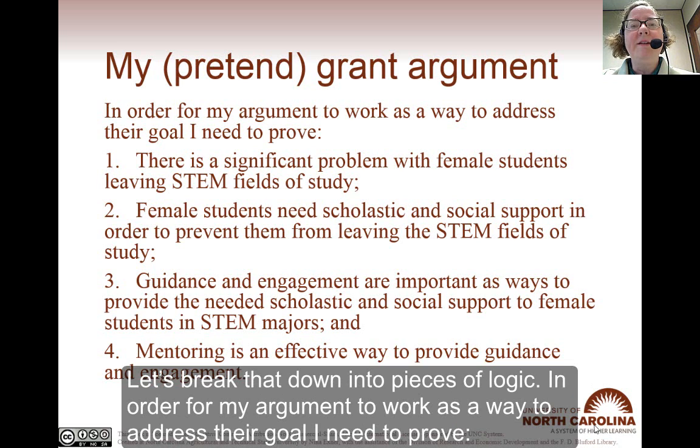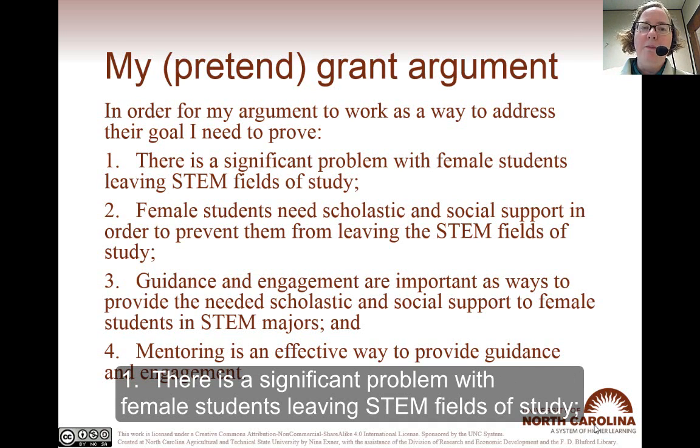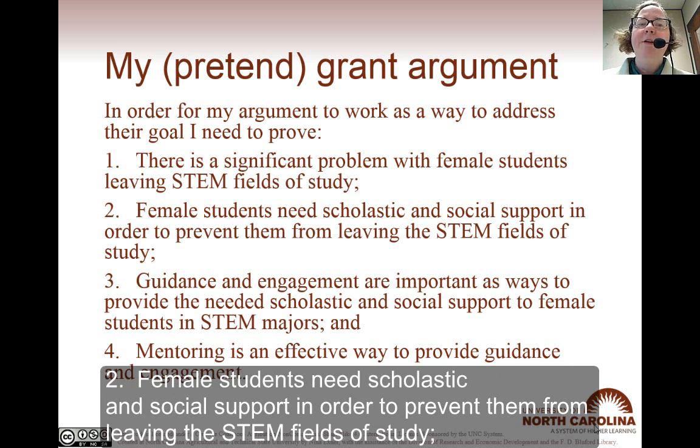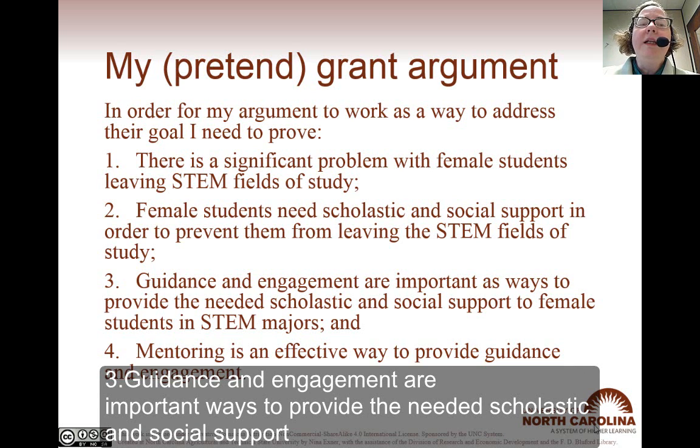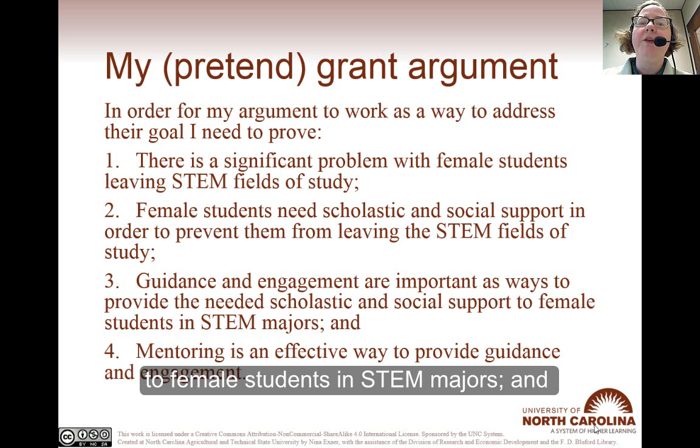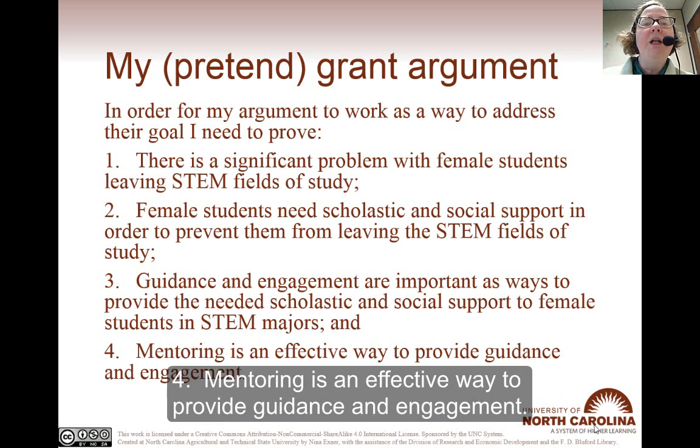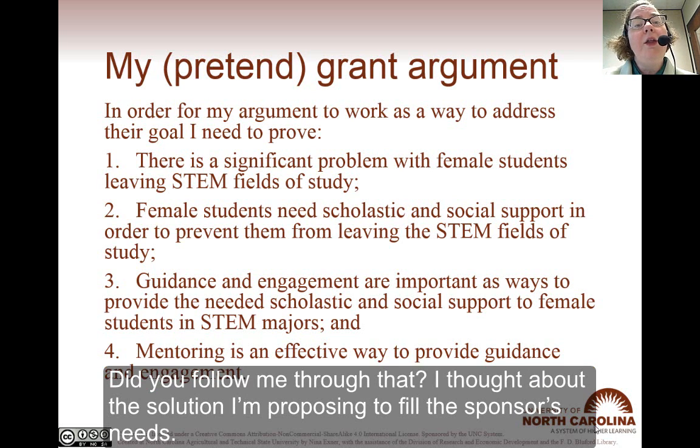Well, let's break that down into pieces of logic. In order for my argument to work, as a way to address their goal, I need to prove, 1, there is a significant problem with female students leaving STEM fields of study. 2, female students need scholastic and social support in order to prevent them from leaving the STEM fields of study. 3, guidance and engagement are important ways to provide the needed scholastic and social support to female students in STEM majors. And 4, mentoring is an effective way to provide guidance and engagement. Did you follow me through that? I thought about the solution I'm proposing to fill the sponsor's needs.